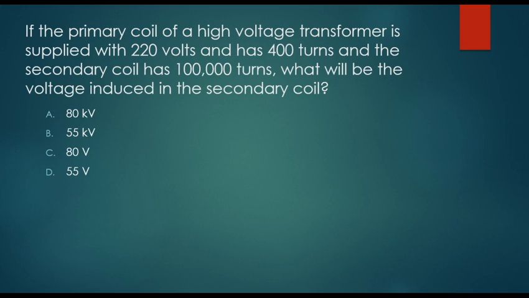All right, here's another one off the mock registry. If the primary coil is supplied with 220 volts and has 400 turns, and the secondary coil has 100,000 turns, what will be the voltage induced in the secondary coil? Okay, same deal as before. We've got to think, okay, Vs over Vp is equal to Ns over Np, and if we do a little mathematics, we'll figure out that the answer is 55 kV. B.